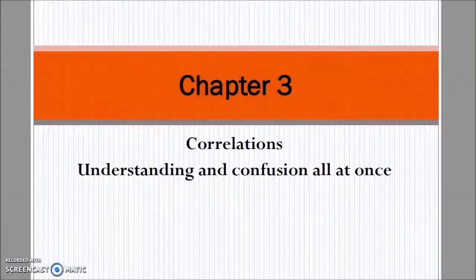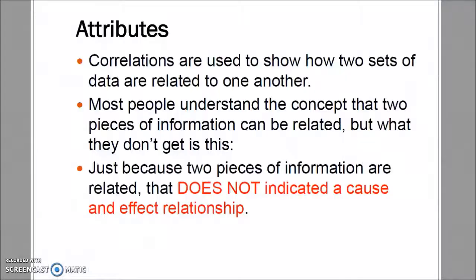Welcome everyone, and today we are going to be talking about bivariate correlations, understanding and confusion all at once, right? So this is chapter 3 of your book. By bivariate, we mean we are looking at two data sets, or two variables, simultaneously. So what is correlation? Correlation is to show how the two sets are related to each other.